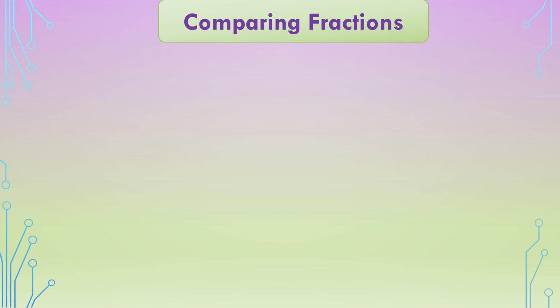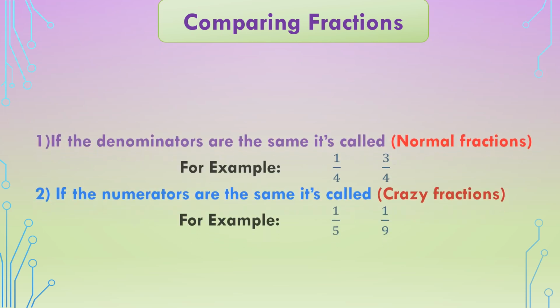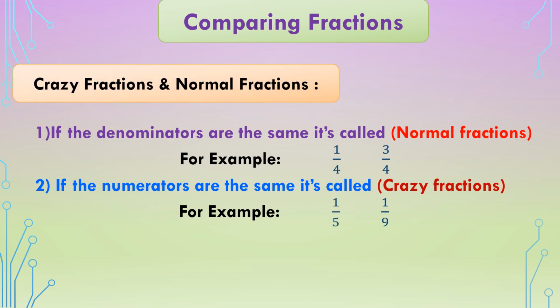Comparing fractions. What about comparing fractions? We have two types, crazy fractions and normal fractions. What about crazy fractions and what about normal fractions? Number one, if the denominators are the same, it's called normal fractions. Let's remember together, denominators means the number on the bottom, okay? But the numerators means the number on the top.